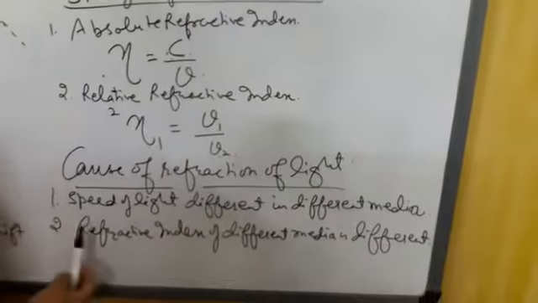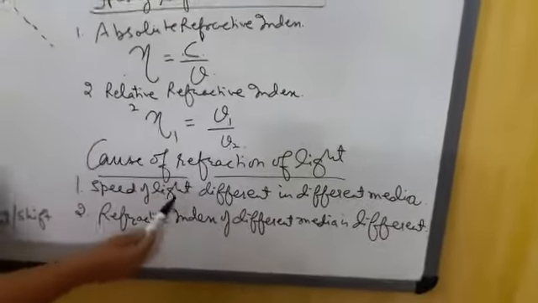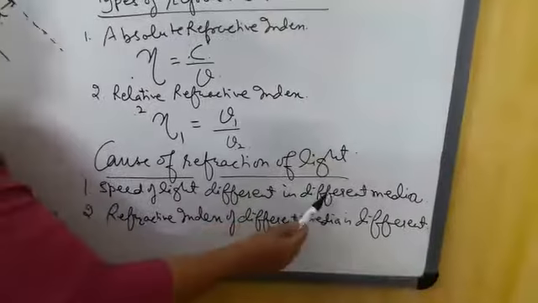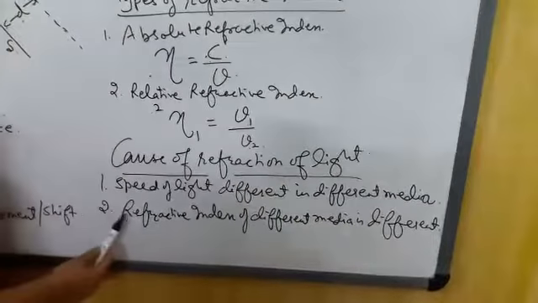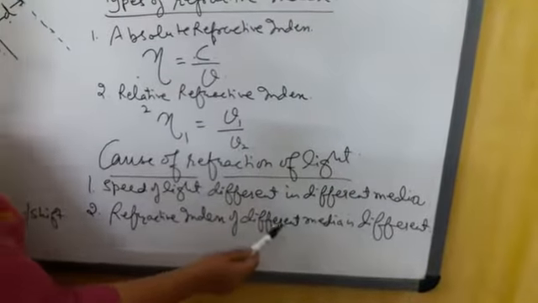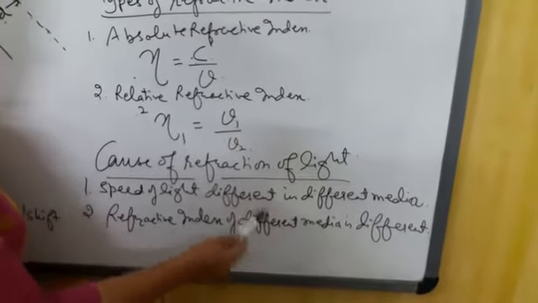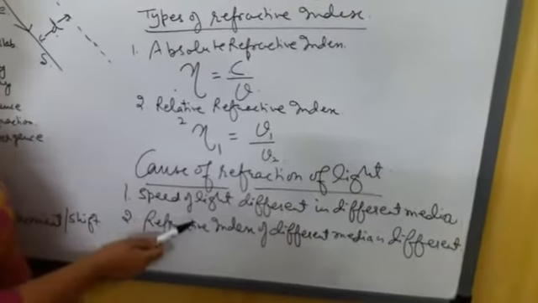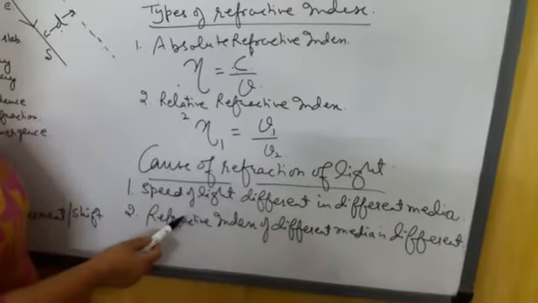Causes of refraction of light. The first cause is that the speed of light is different in different media. Second is that the refractive index of different media is different. These are the two causes of refraction of light.